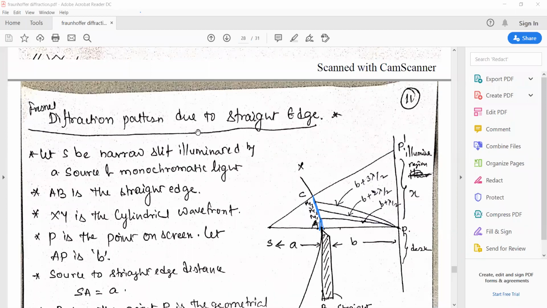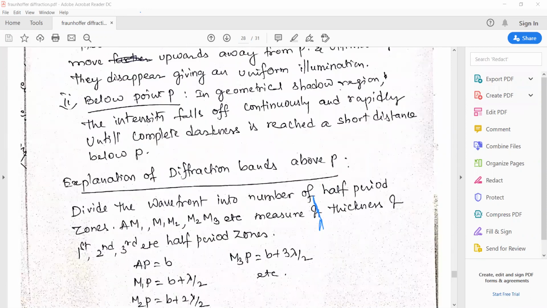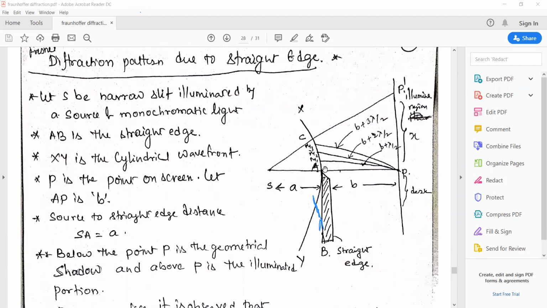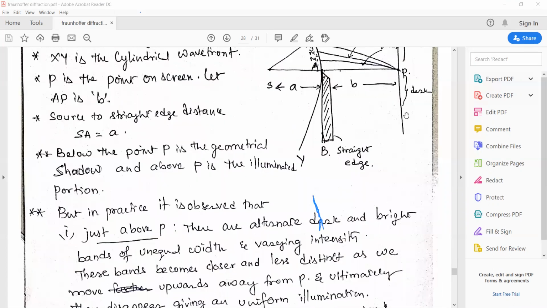Coming to this point, since we are now explaining the diffraction bands above the point P. As I told you, from point P to M1 is B plus lambda by 2. Similarly, P to M2 is B plus 2 lambda by 2. Up to n half period zones, it will be B plus n lambda by 2. Now what we want to do is find the intensity at point P.